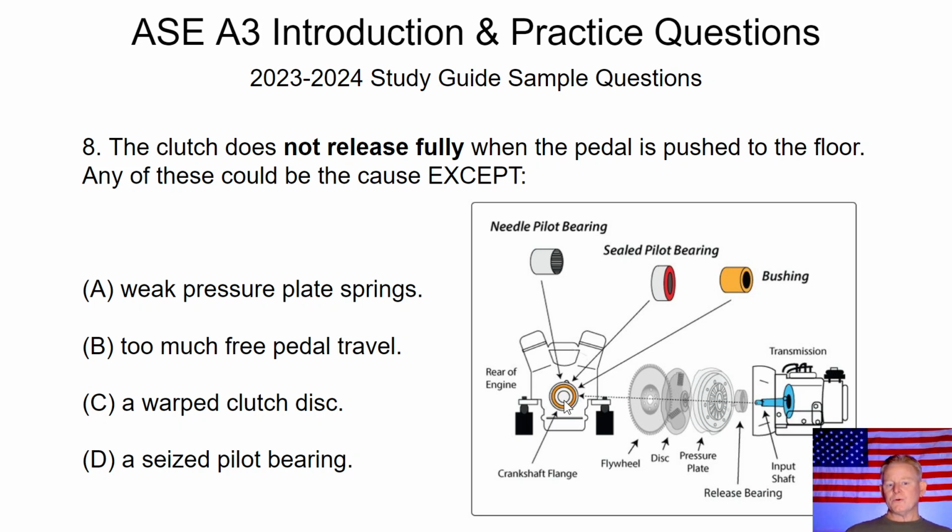Okay? So the pilot bearing is turning at the same speed. The outer part of it that's pressed into the crankshaft is turning at the same speed as the crankshaft. And when the clutch is engaged, the input shaft of the transmission is turning at the same speed. So the bearing is really just not doing anything because the input shaft and crankshaft are turning at the same speed.